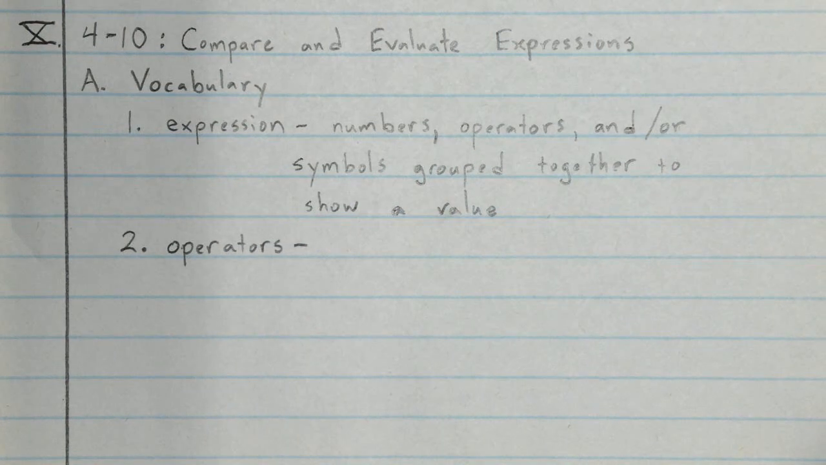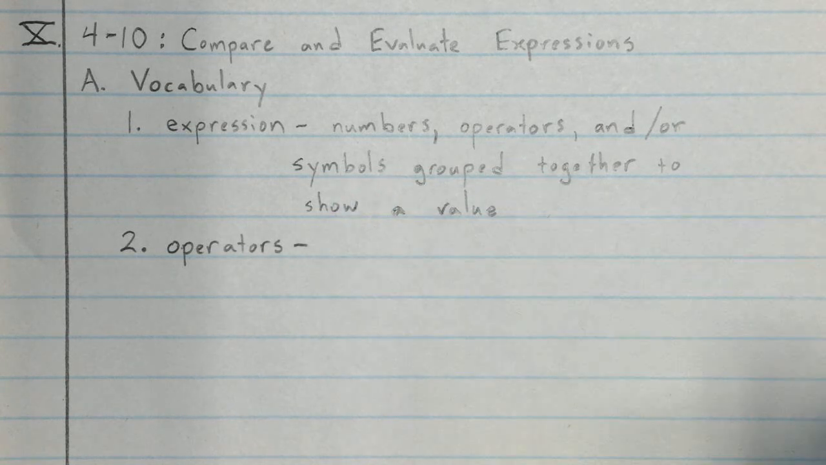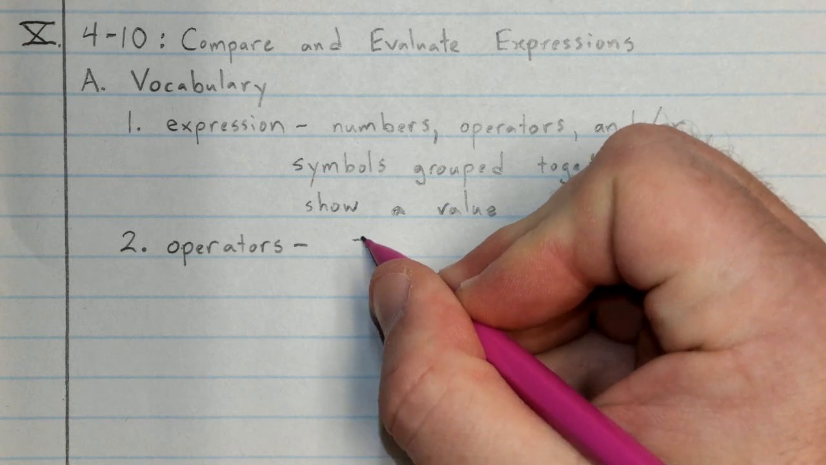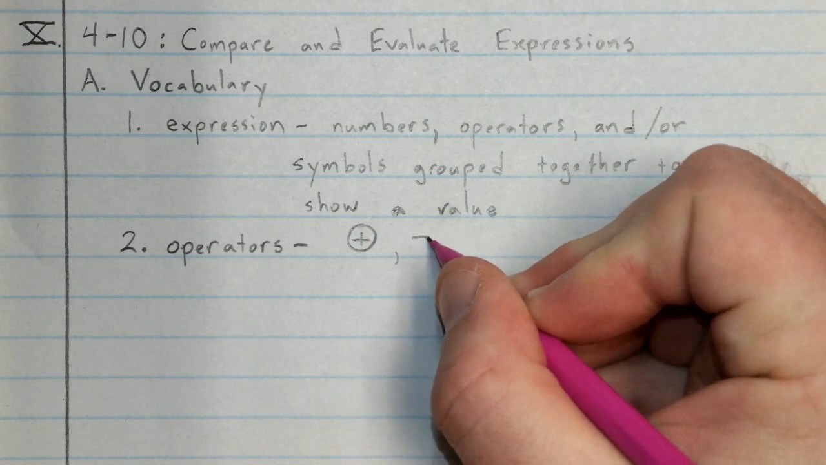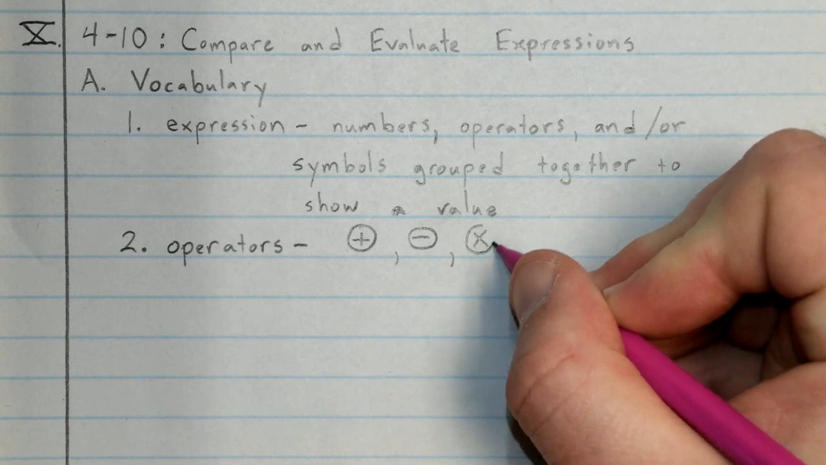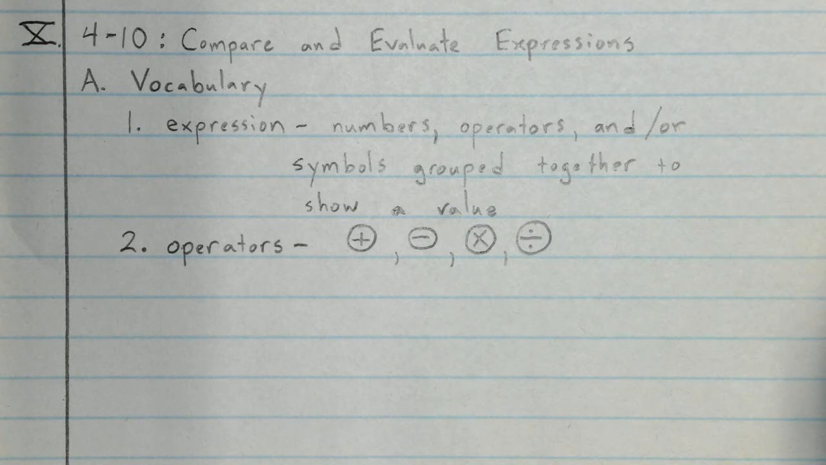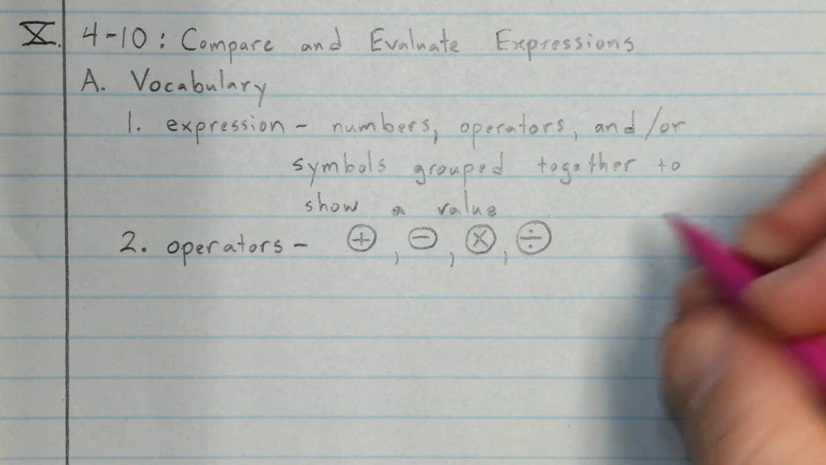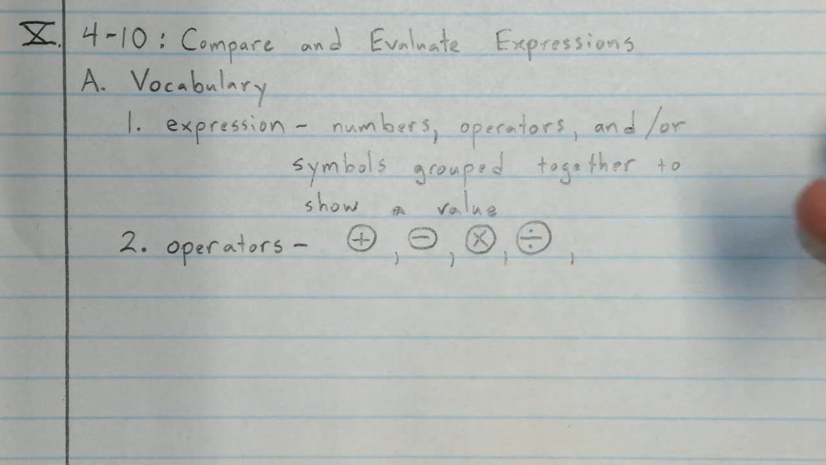We talk a lot about operations in math. Operators are the specific symbols that show the operation. So, for example, addition, subtraction, you probably know where this is going, multiplication, division.